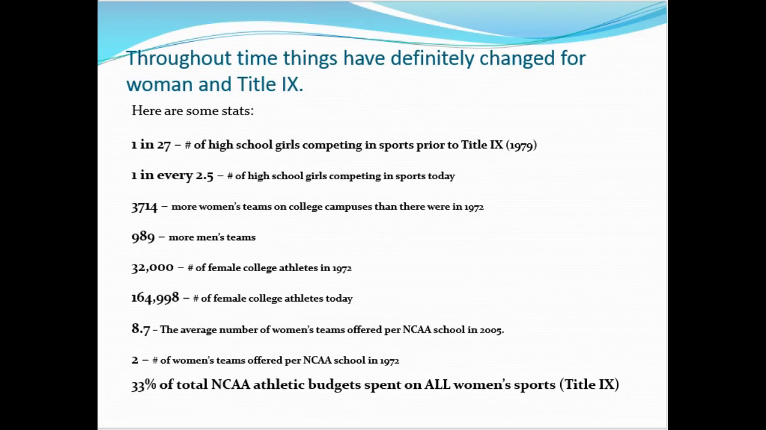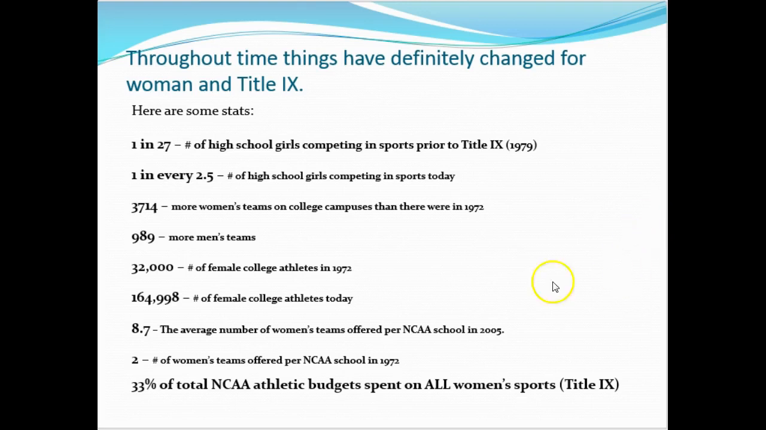Here's what happened and the trends that are visible because of the changes through Title IX for women's programs. A couple of the stats you can see in this slide here. 1 in 27 were the number of girls that competed at high school programs in 1979. That number is now 1 in every 2.5. There's over 3,700 programs that have been added at the college level for women, but also I want you to notice that there's almost 1,000 men's teams that were added.